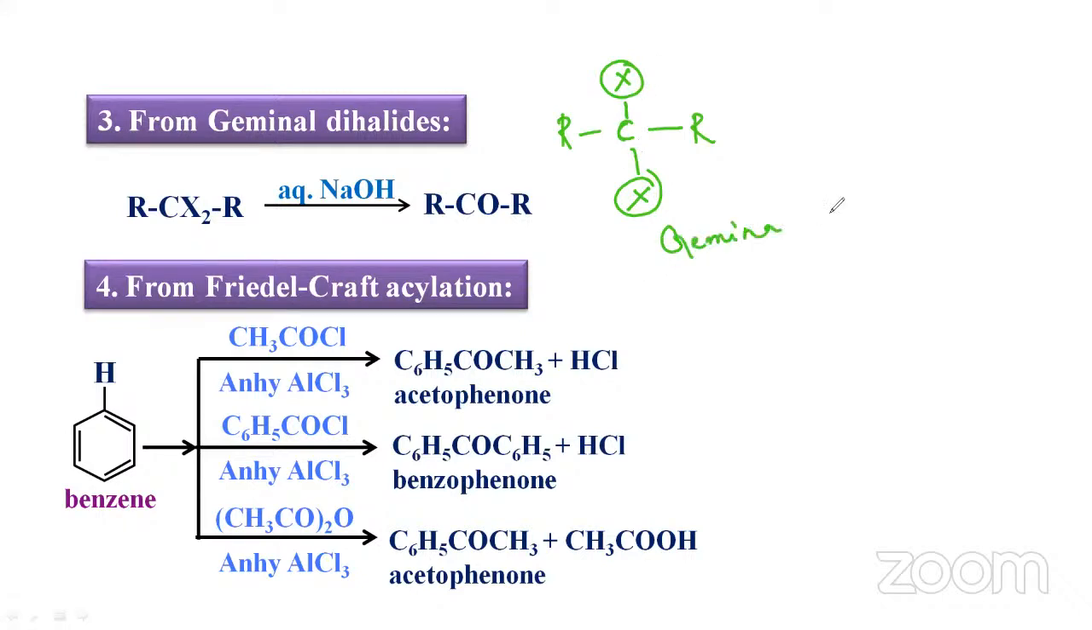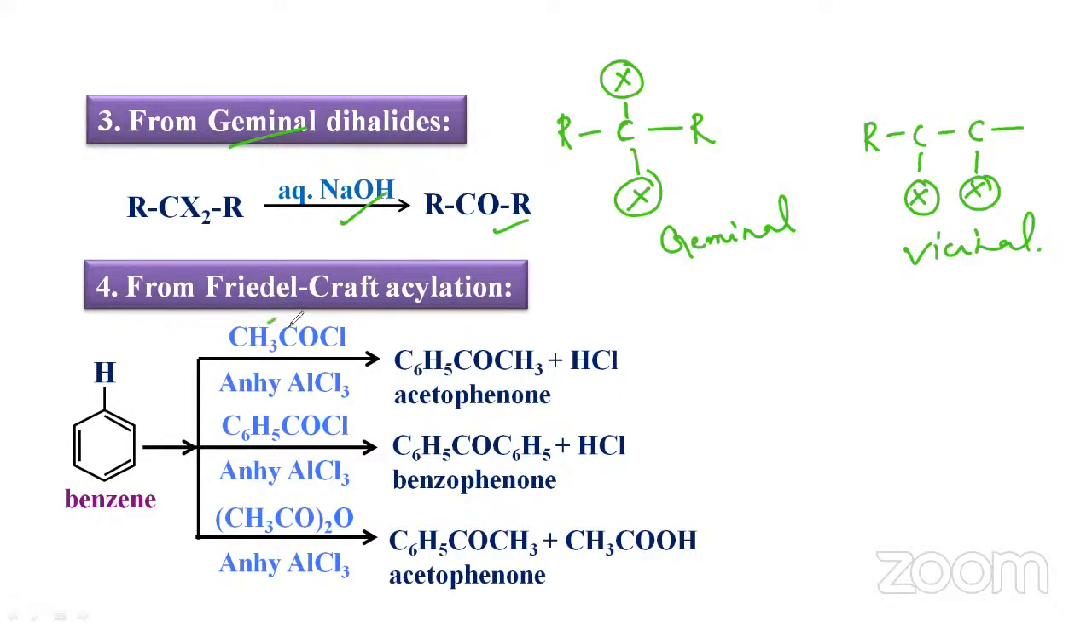Geminal, when the halides are on the same carbon. If the halides are present on the adjacent carbon, then it is called vicinal. So remember these terms. Here we are going to take geminal dihalides and do base hydrolysis, that is, treating it with a strong base, NaOH, sodium hydroxide, giving you acetone.